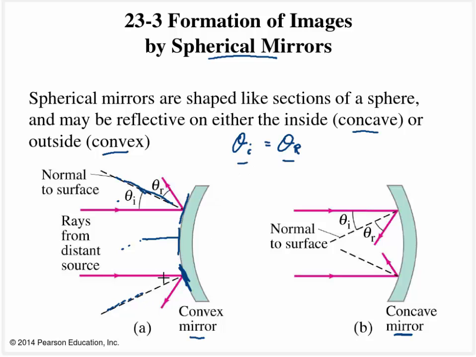Law of reflection is going to apply for all these. The angle in is going to be equal to the angle out. However, the normal line is changing as we work our way across the surface. What that's really going to do is, for the convex mirror, light rays are going to bend outwards away from the center, and for the concave mirror, light's going to come in and bend inwards towards the surface, because my normal lines are going to be perpendicular to that line and perpendicular to that line.